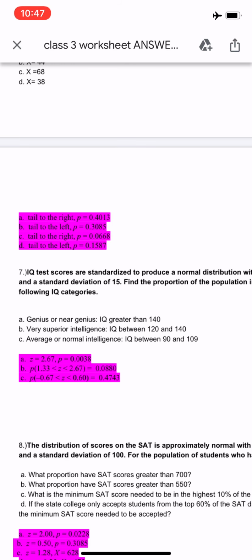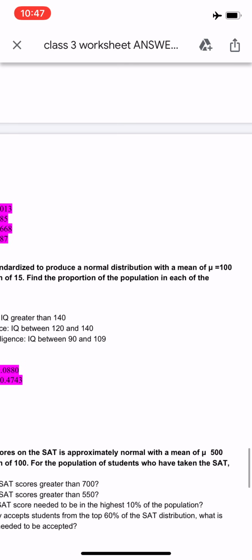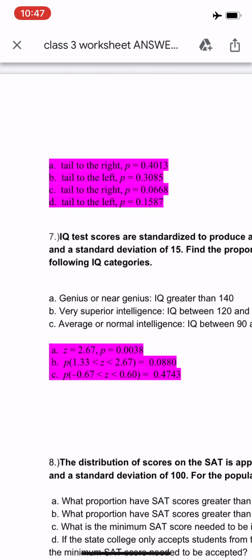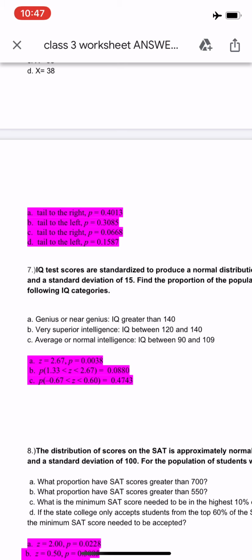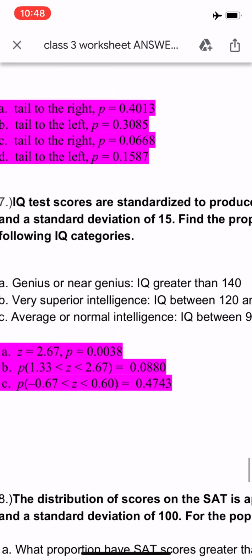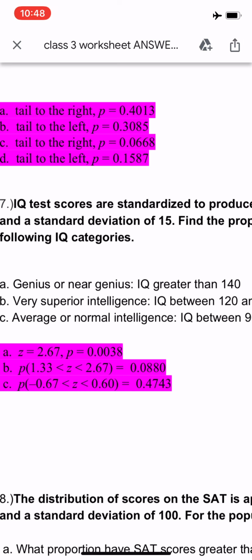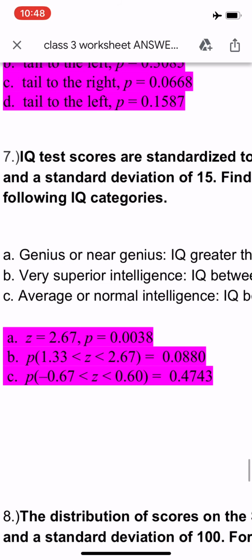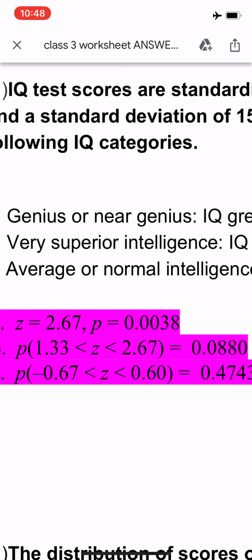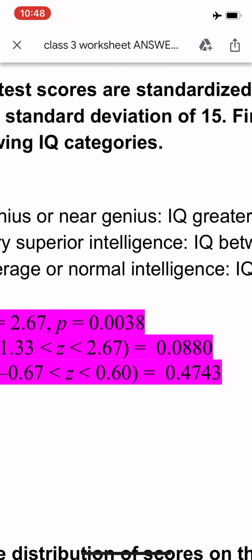So you just plug that in. You plug 120 minus 100 divided by 15, you'll get 1.33. And you do 140 minus 100 divided by 15, and you'll get 2.67. All right, we're looking for the proportion between those two z-scores. So again, you take the probability of 2.67 in column D minus the probability in column D of a z-score of 1.33, and you will get 0.0880.